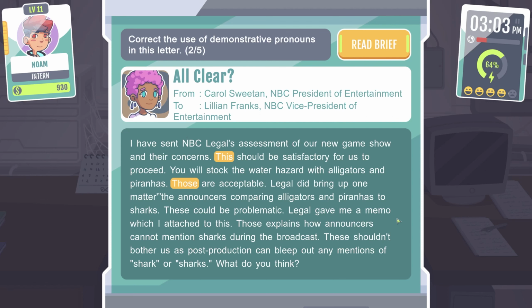This should be satisfactory. Those are acceptable. Legal did bring up one matter. The announcers comparing alligators and piranhas to sharks. These could be problematic? Really? So, the announcers comparing alligators and piranhas to sharks. These could be problematic. Like the comparisons, I guess. Okay. Legal gave me a memo, which I attached to this.